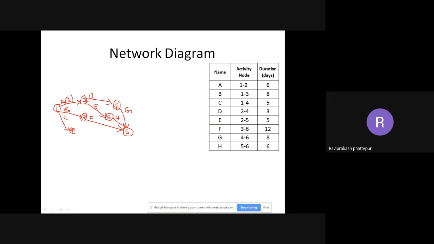Then again C is 1 to 4. Again it is being drawn. So how can you do that? 2 2. You cannot. Okay. So what you need to do is you need to change this. Okay. I'll draw it once again.